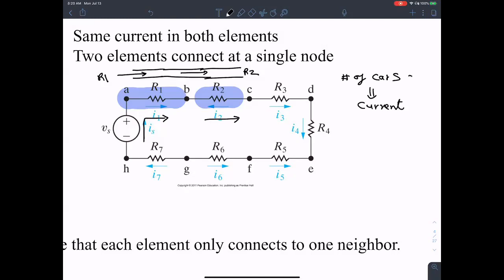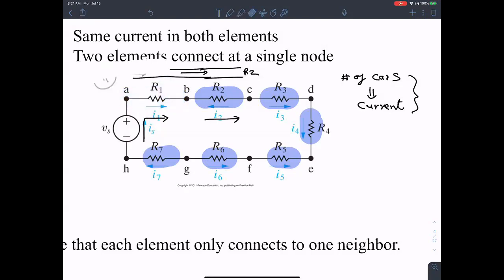Okay, number of cars is the current. So the current that is going in one road has nowhere else to go but to go into R2. That's the idea of series connection. The exact same thing is happening for R3 as well. All the current coming in from R2 has nowhere else but to go through R3 and then eventually go into R4 and loop back around, okay? So that's the idea of a series connection.